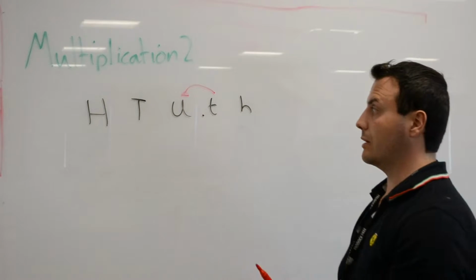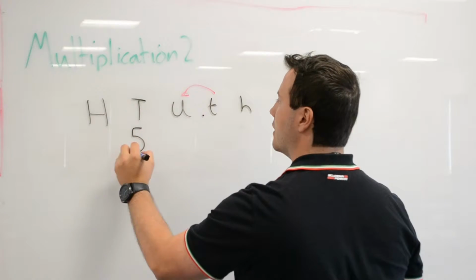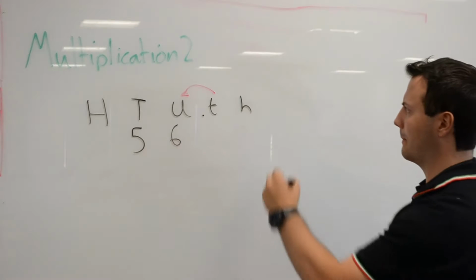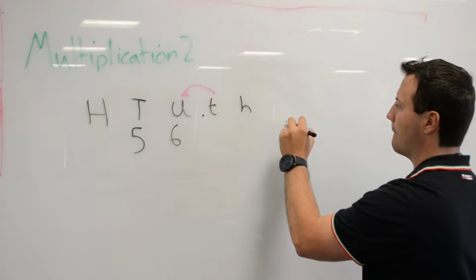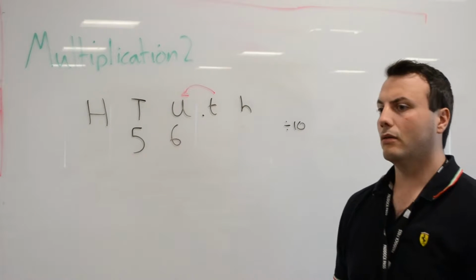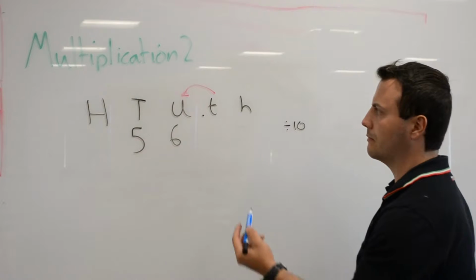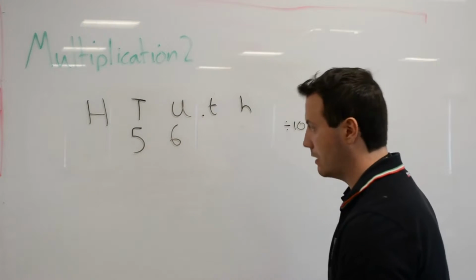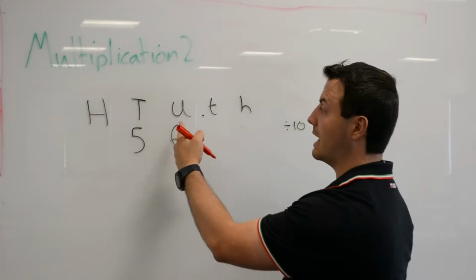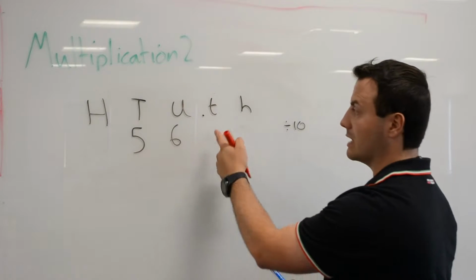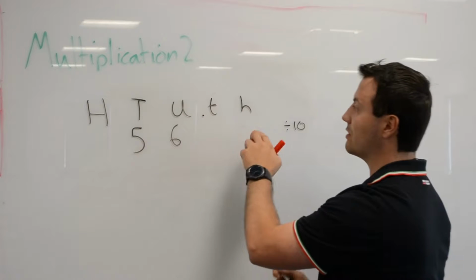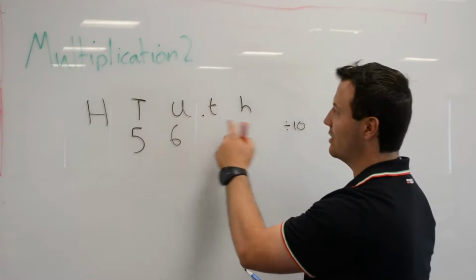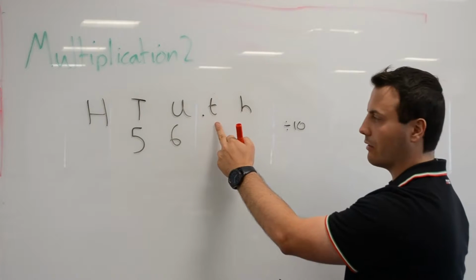For example, if you took the number 56, and so we wanted to divide by 10, we do the exact same process in reverse, because we can see that a unit is 10 times less than a 10. Same way that a tenth is 10 times less than a unit, and a hundredth is 10 times less than a tenth.